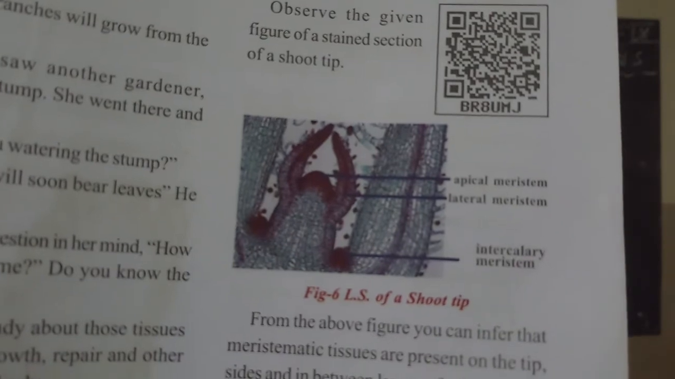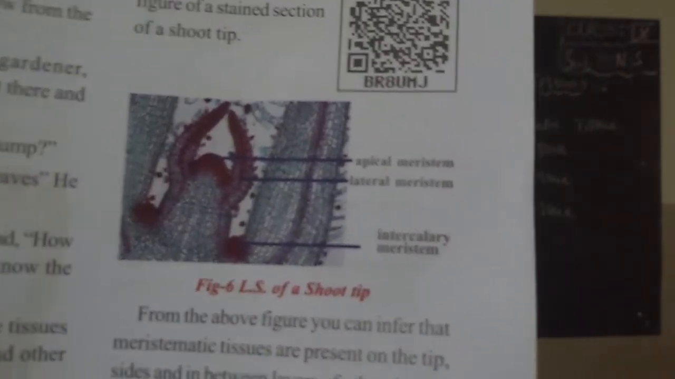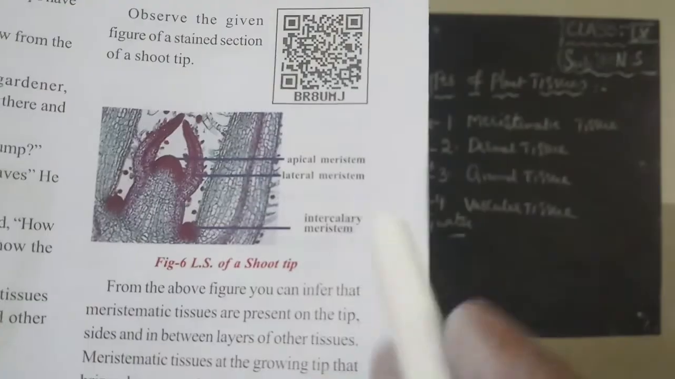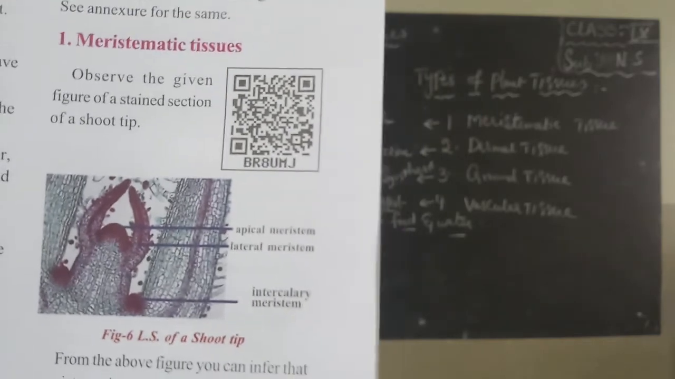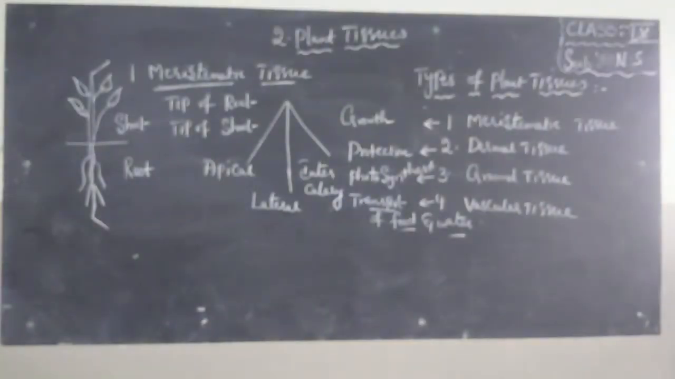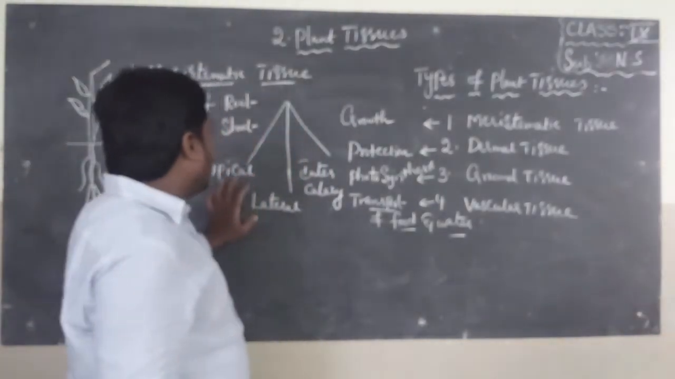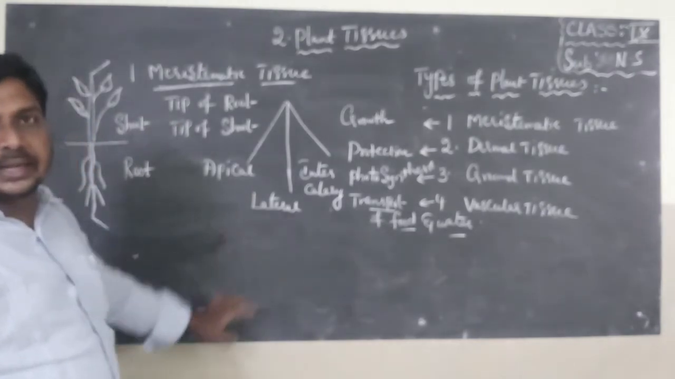Now I will show the pictures of these three tissues. Open page number 15. There you can find three types of tissues. See here. This is apical meristematic tissue, lateral meristematic tissue, intercalary meristematic tissue. Three tissues have three roles.